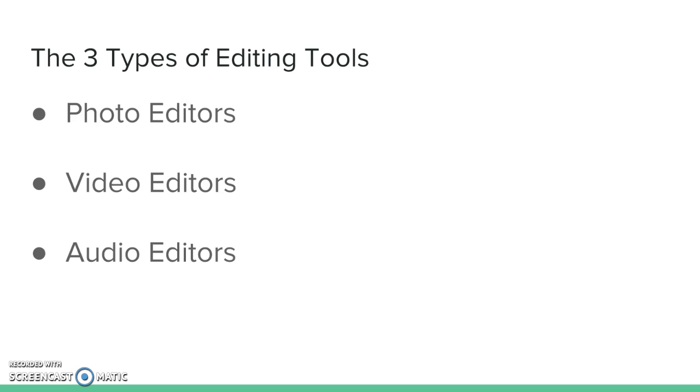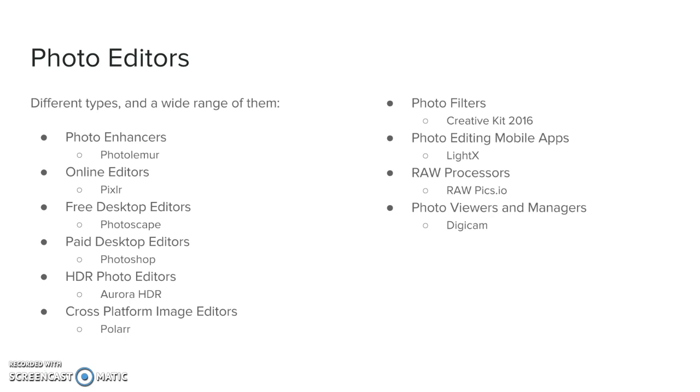So the three types of editing tools are photo editors, video editors, and audio editors. Now, photo editors come in a lot of different categories, but this is based off of one particular aspect in a lot of these categories. So the first example is photo enhancers, and those automatically take a raw picture and they improve them. So rather than a person manually going through and changing things and altering them on their own, the computer does it automatically. An example of this is Photo Lemur.